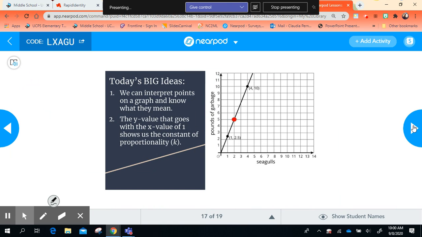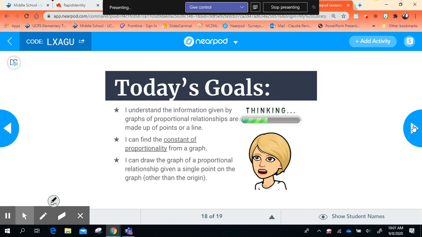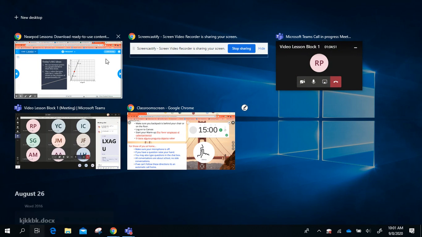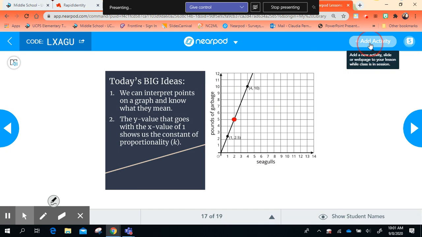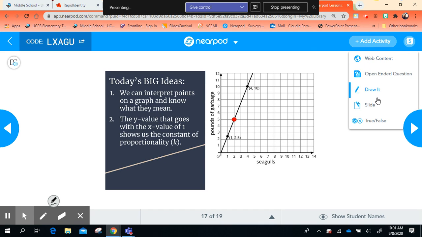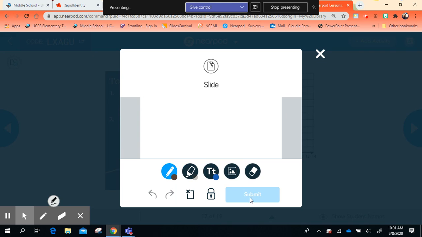Okay, so today's big ideas. We can interpret points on a graph and know what they mean. The y value that goes with the x of 1 shows us the constant of proportionality. Today's goals. I want to add a page, which I'm going to, because you're going to write some things down for me. A blank slide.